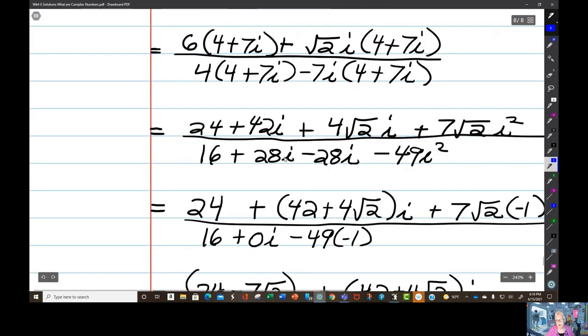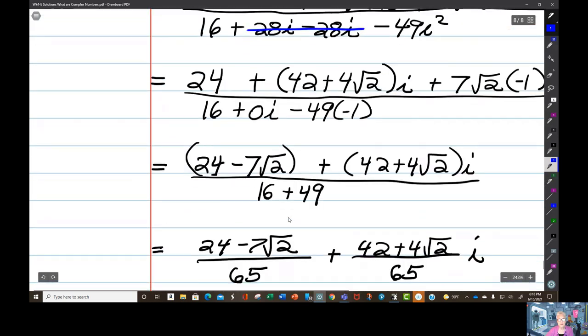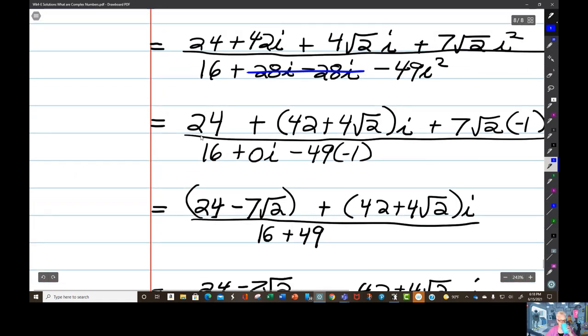Over, now we know that the middle terms will zero out when we multiply conjugates. So we'll have 16 minus 49i squared on the bottom, which will be 16 minus 49 times negative 1. Meanwhile, back up top, this is a toughie. I've got 24, I've got two i terms here. 42i plus 4 times the square root of 2i. So I combined them in parentheses. 42 plus 4 times the square root of 2 in parentheses times i, which means I factored out a common factor from there.